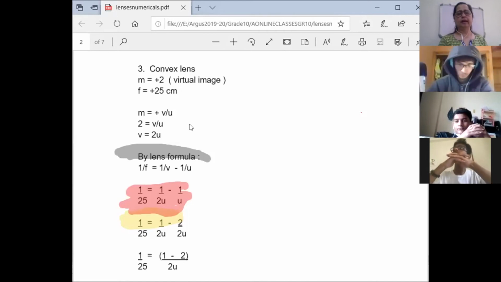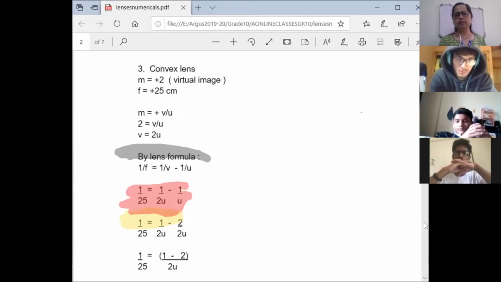Now see what I'm doing. I have to find u. First I do m equal to plus v upon u. I substitute the value of m: +2 equal to v upon u. So v equal to 2u. See, I've got a relation between v and u. The image distance is equal to twice the object distance. Then I use the lens formula: 1 upon f equal to 1 upon v minus 1 upon u.